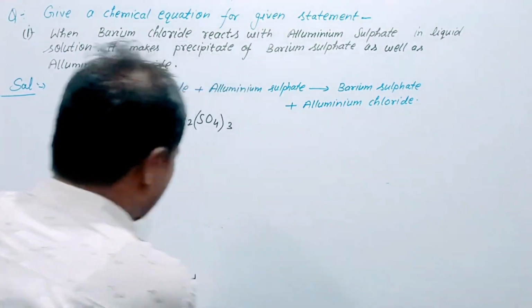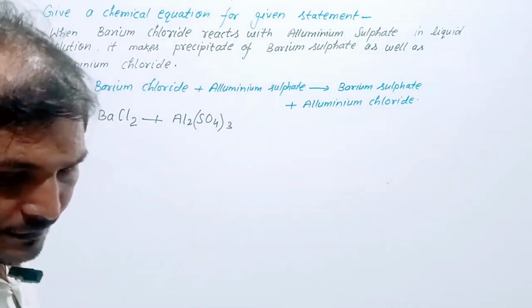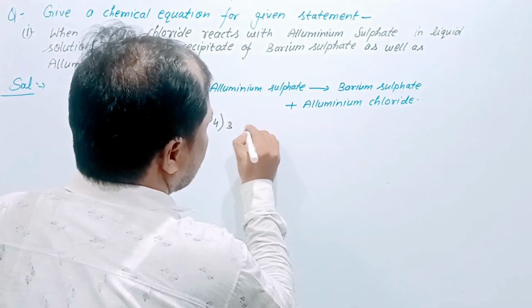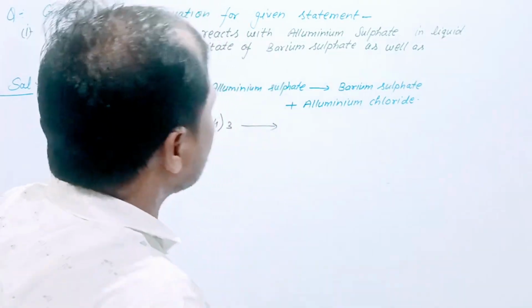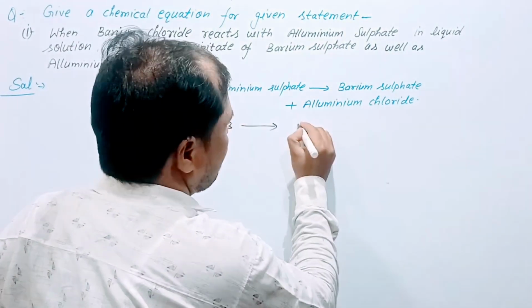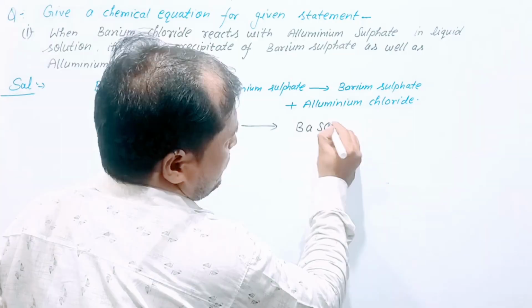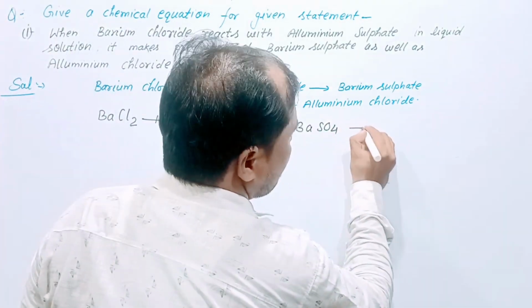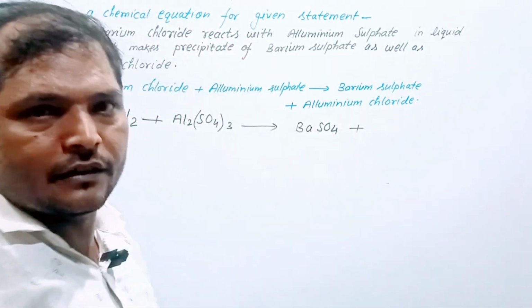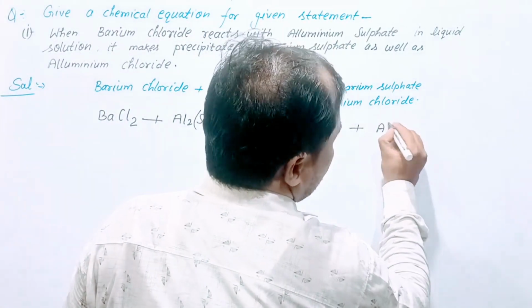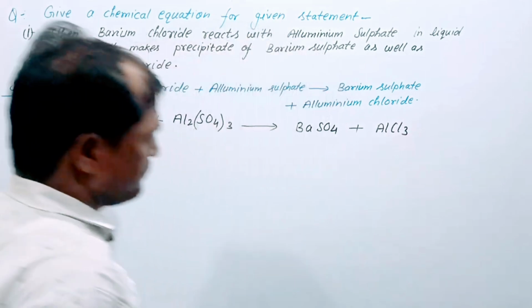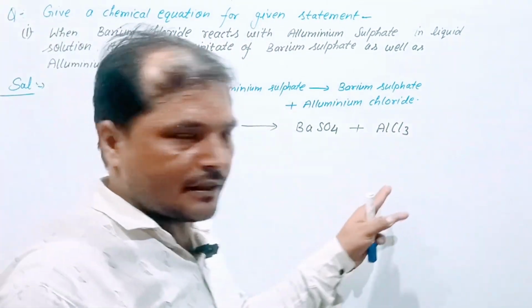Now similarly we can write barium sulfate. As we know that the valency of barium is 2 and sulfate's valency is 2, hence we can write it as BaSO4. BaSO4 plus aluminum chloride. Aluminum has the valency of 3 and chlorine has the valency of 1. Hence it may be written as AlCl3.